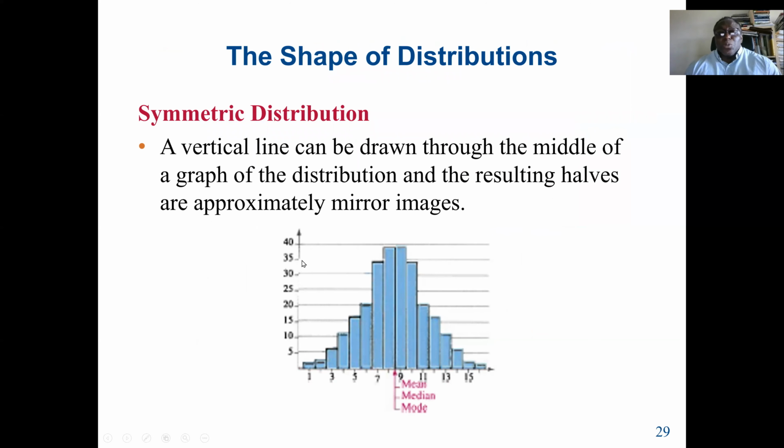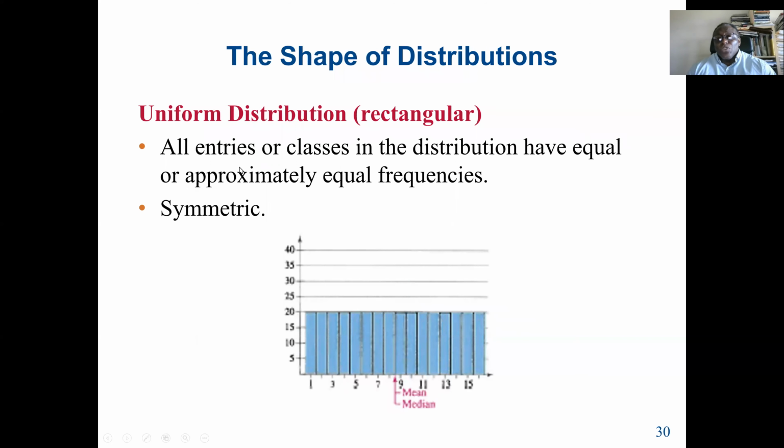Also, the shape of a distribution can be symmetric. Symmetric distribution means we can see here the mean, median, and mode are the same. They are in the middle, and their values are the same. Then, uniform distribution means all the entries or classes in the distribution have equal or approximately equal frequency. So when you have a distribution and how many times they appear is the same for all the data set, then we're going to have a uniform distribution.